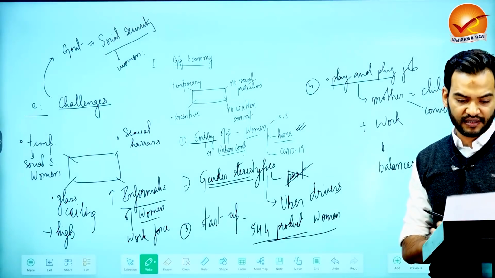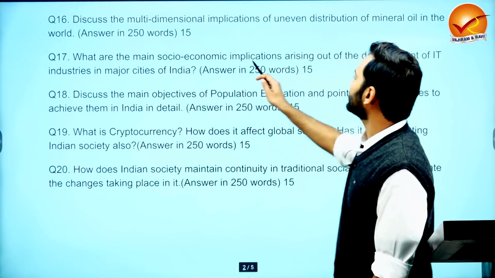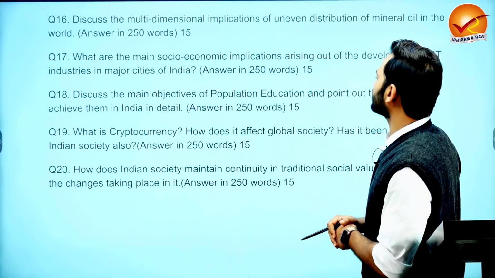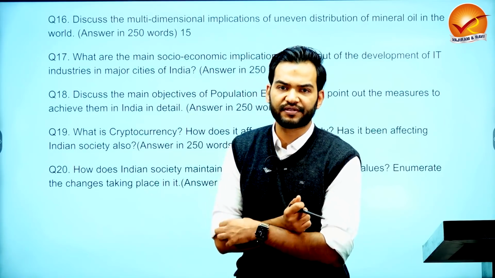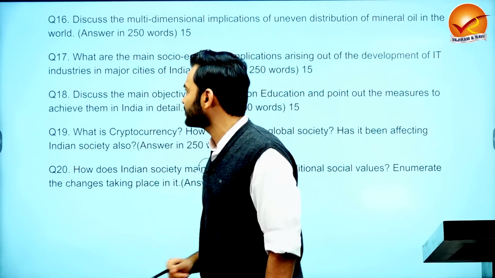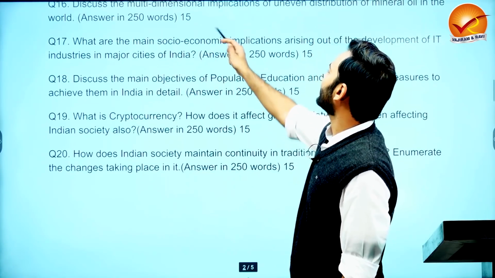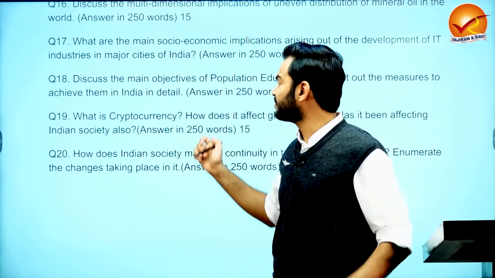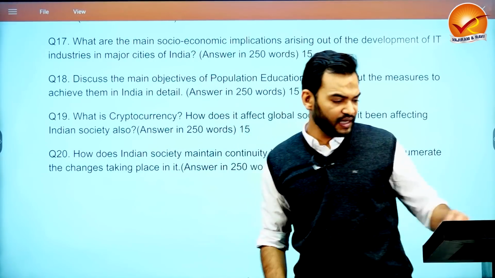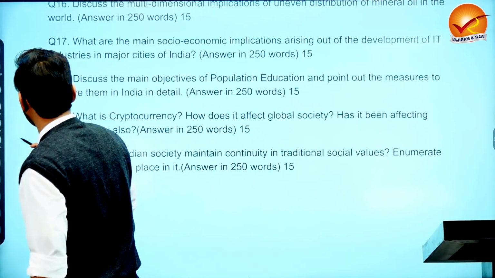Question number 17. What are the main socio-economic implications arising out of development of IT industries in major cities of India? So this is also quite simple. You have to write what are the socio and economic implications. So we can divide our answer into two parts, social implications and economic implications. So let us write the answer quickly here.